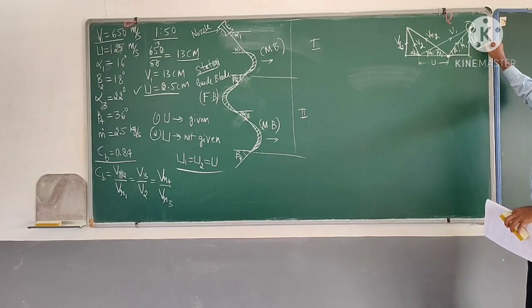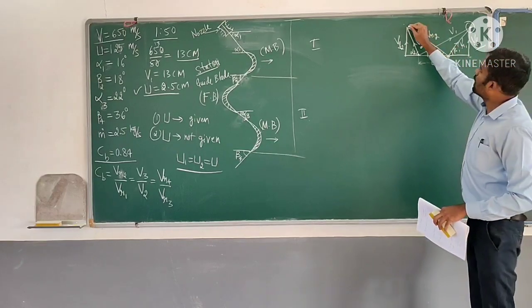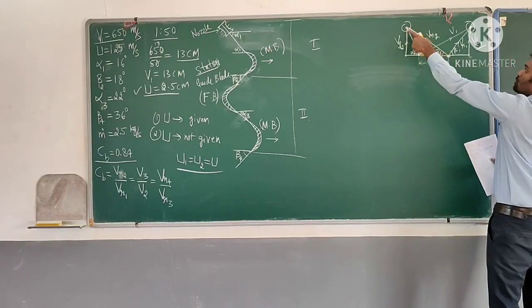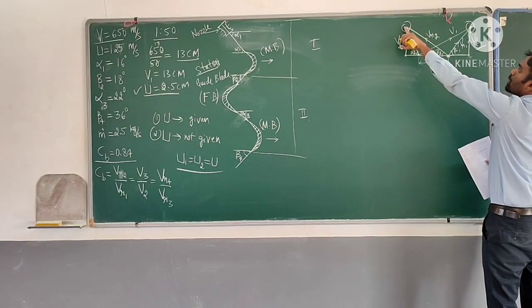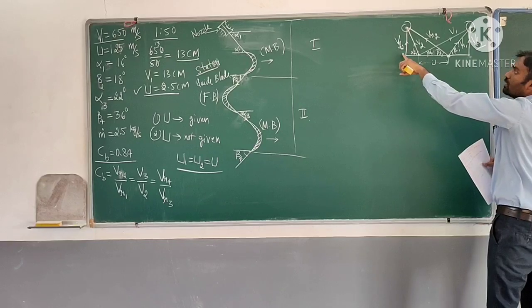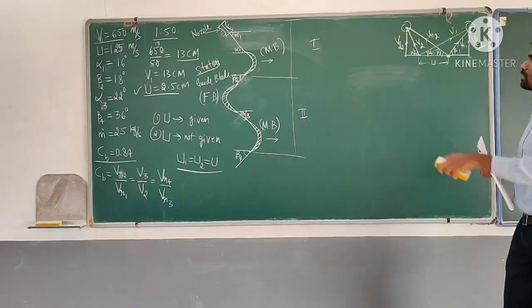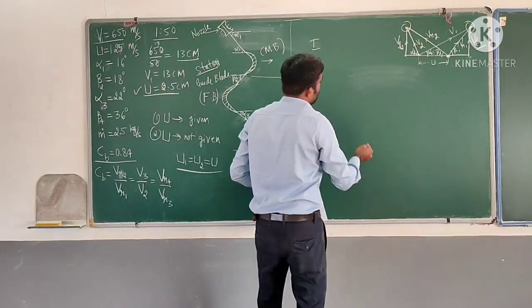So that represents VF1. Similarly here, this point, if you see carefully, this is V2, this is VR2. They are intersecting at a particular point and they have to draw a perpendicular. So that represents VF2. This completes the velocity triangle. Now coming back to the problem, what we have to do?